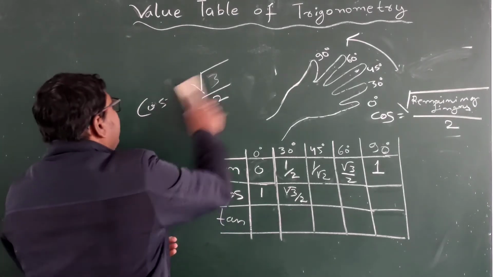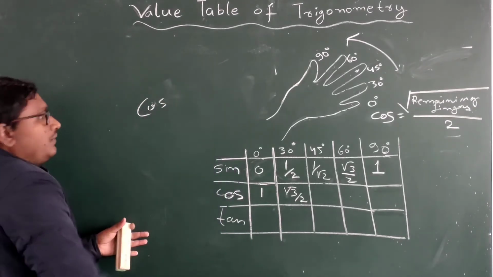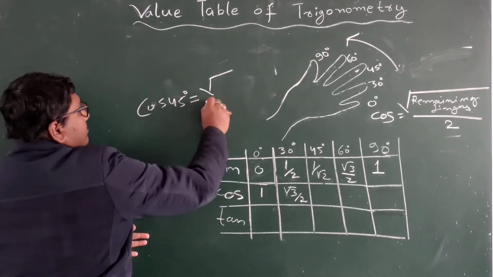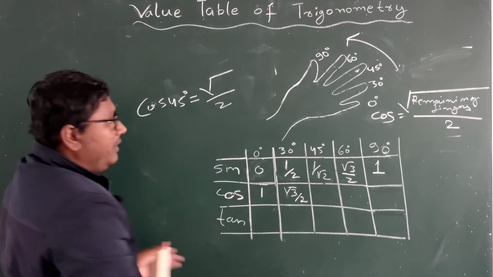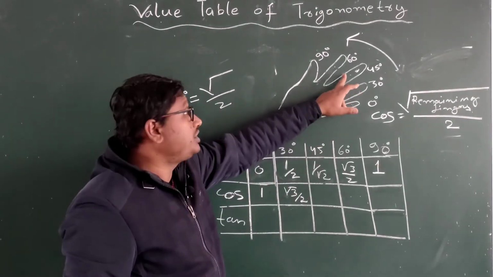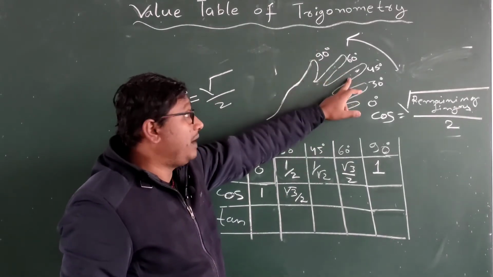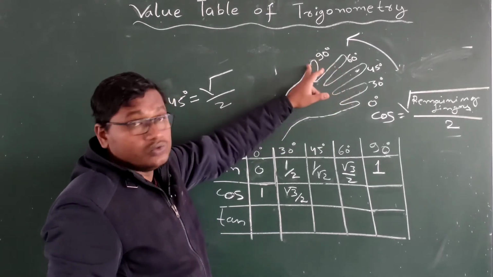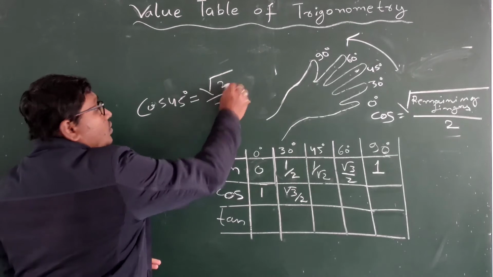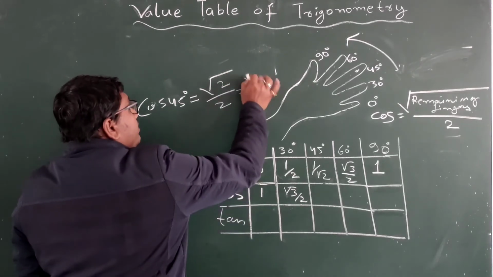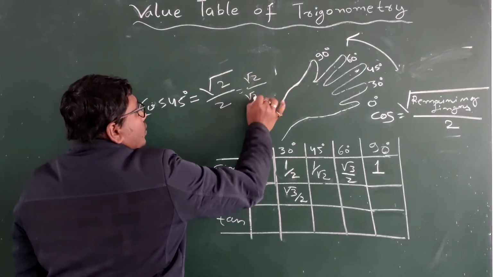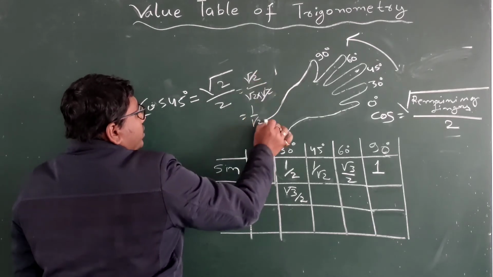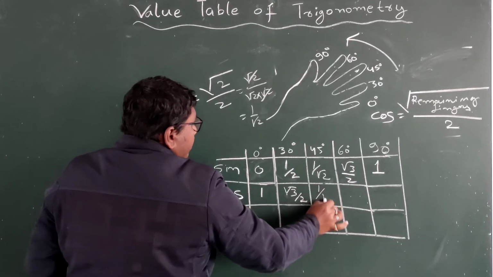Now cos 45 degree. Again the same, 45 is here. We need to see above this finger. Above this finger, how many fingers will be there? 1 and 2. Then we need to write 2 inside the square root. Then again 2 can be written as root 2 into root 2, root 2 will be cancelled, and we will be getting 1 by root 2. It means the value will be 1 by root 2.